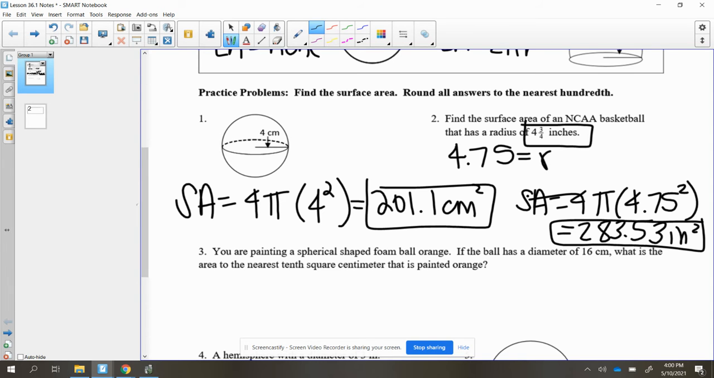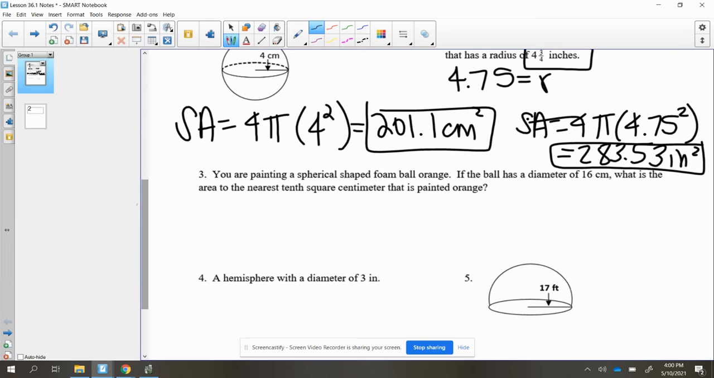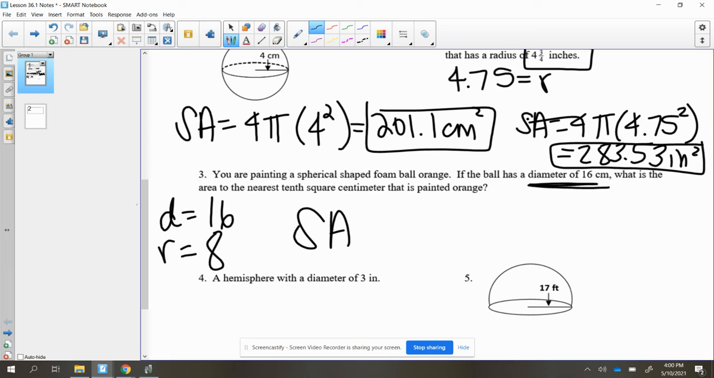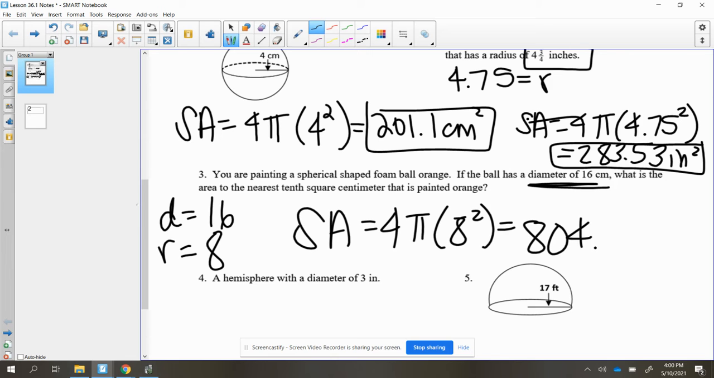Now remember, when you are painting something on the surface and touching a surface, that is your surface area. So in the next example, if our diameter is 16, we need to remember to cut that in half first to get our radius and the total surface area, the area we are painting on that sphere. 4 times pi times the radius squared is going to be about 804.2 square centimeters.